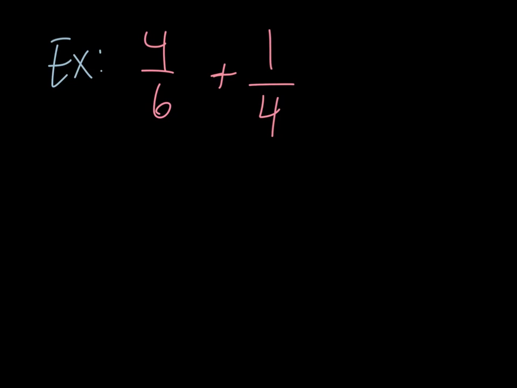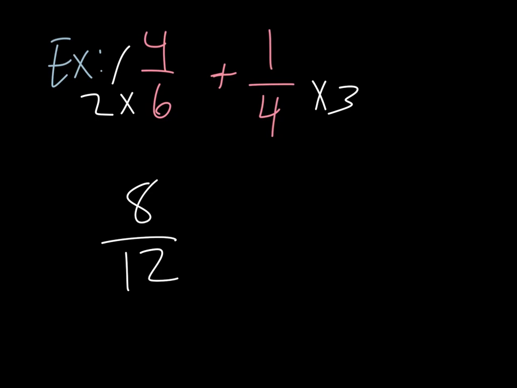So here, I need to turn both of these into 12ths. I turn this one into 12ths by multiplying by 2. And I multiply this one by 3 to turn it into 12. So whatever we do to the bottom we must do to the top. So 6 times 2 gives me 12. 4 times 2 gives me 8. And then I have 4 times 3 to give me 12. And I have 1 times 3 to give me 3.